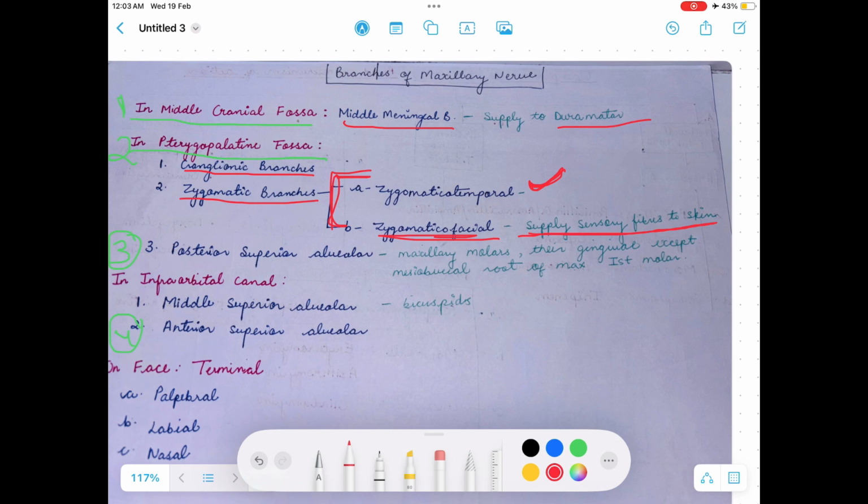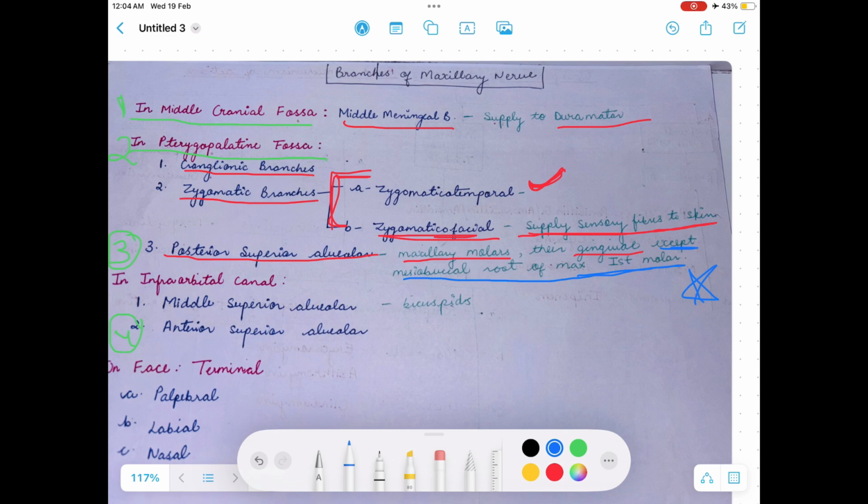Now the third branch in this region is the posterior superior alveolar nerve. As I have already explained while discussing the course of the maxillary nerve, it supplies the maxillary molars and their gingiva. Except, students, it is very important, star mark, examiners usually ask what structures are supplied by the PSA, the posterior superior alveolar nerve. It supplies the maxillary molars except the mesiobuccal root of the first molar.